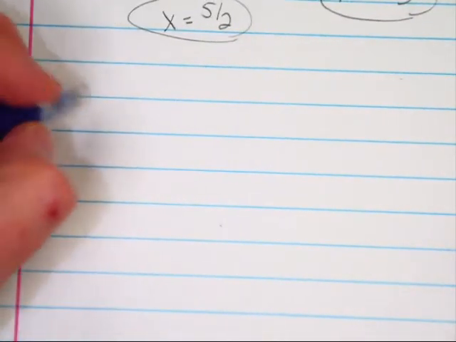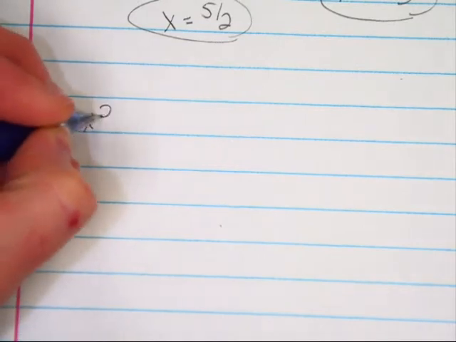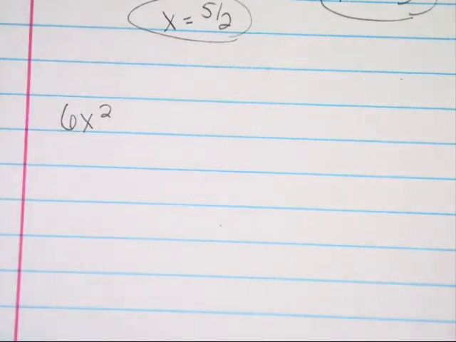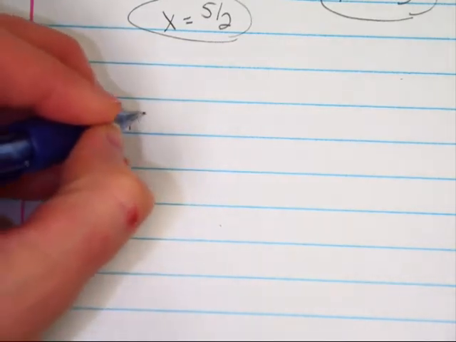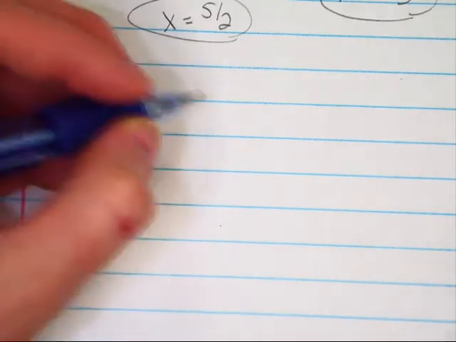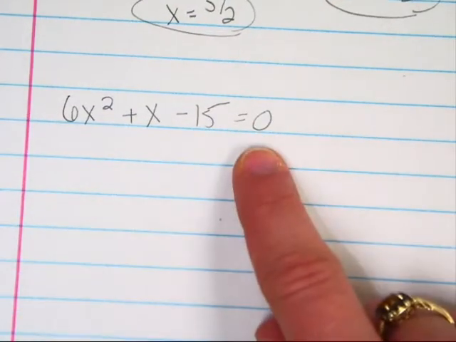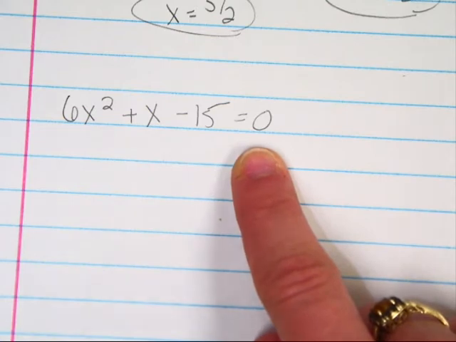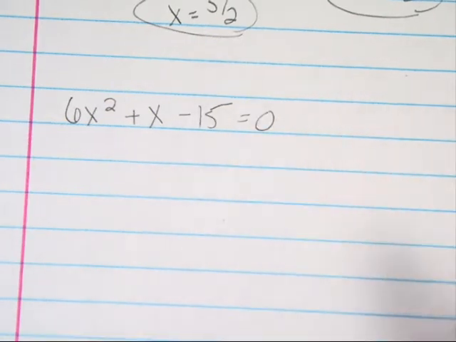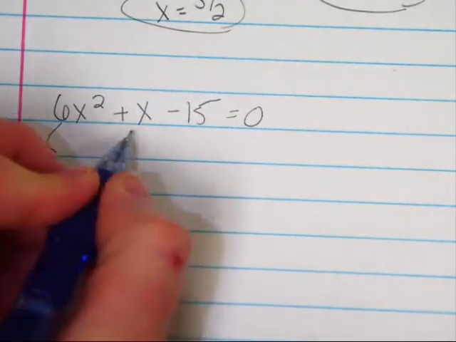Let's say that you have 6x squared plus x minus 15 equals 0. Notice it's already set equal to 0, so you don't have to change it. If it was not set equal to 0, you would have to change it. Double parenthesis.